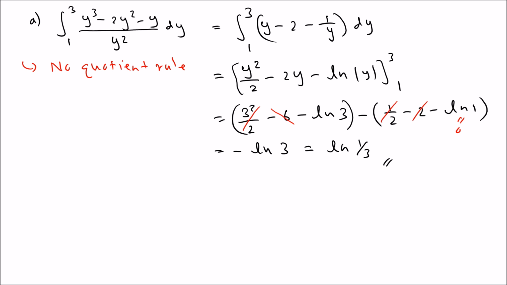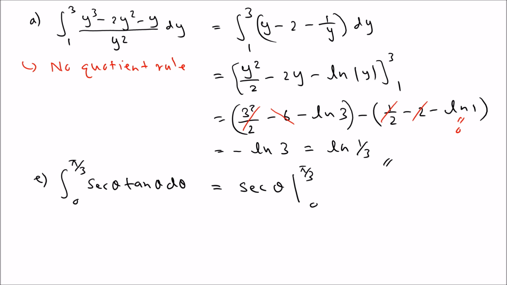Good. So how about this one? It is the integral from 0 to pi over 3 of secant theta tan theta d theta. And you can see this is coming from the table directly. We know that secant theta tan theta is the derivative of secant theta. So that means the antiderivative is simply secant theta, evaluated from 0 to pi over 3.